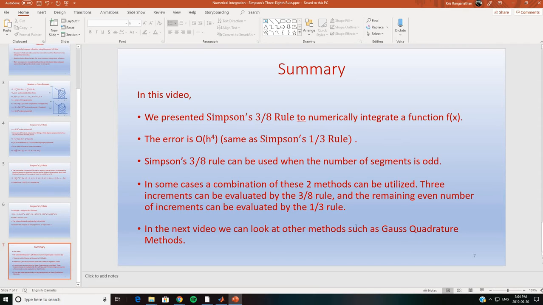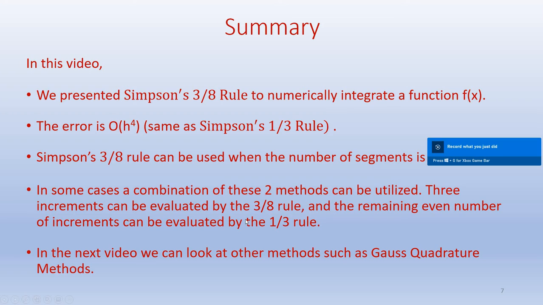To summarize, in this video we presented Simpsons 3/8 rule to numerically integrate a function f of x. The error is of the order of h power 4, and this is the same as when we use Simpsons 1/3 rule, which also has an error of the order of h power 4. So why do we use Simpsons 3/8 rule when we can use Simpsons 1/3 rule?